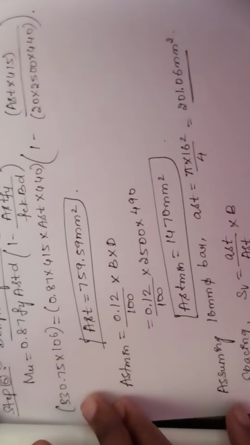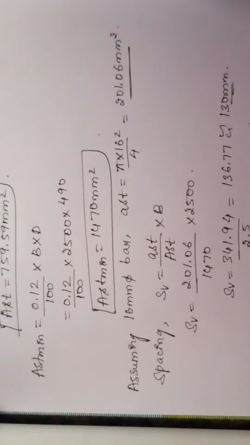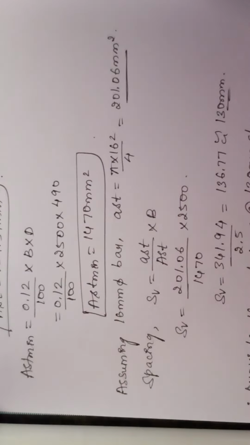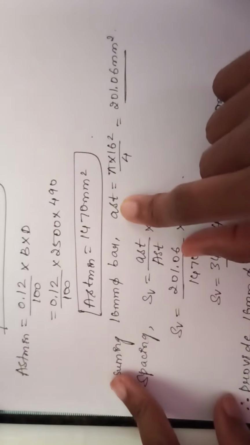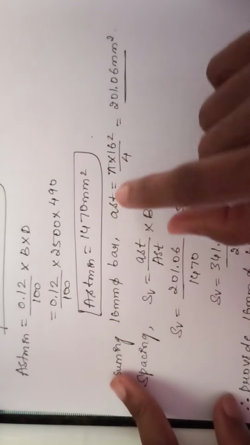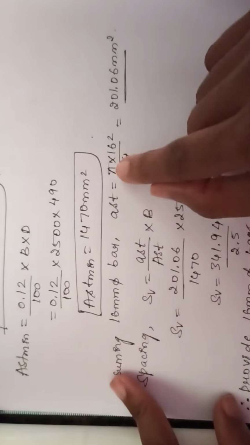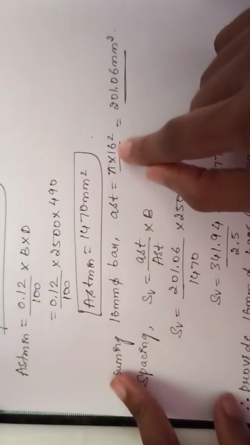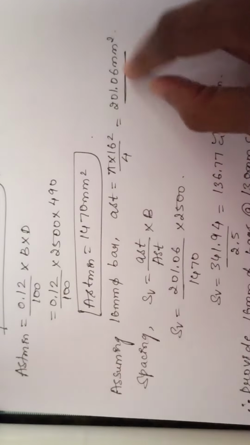Now by considering Ast minimum as our required Ast here, let us assume we are using 16 mm dia bars within the footing. Now by considering that, let us find the area of one bar. To find that, small Ast is given by pi d square by 4. It is a formula. So pi into the dia, 16 square, divided by 4. On solving this, we get a value of 201.06 mm square.